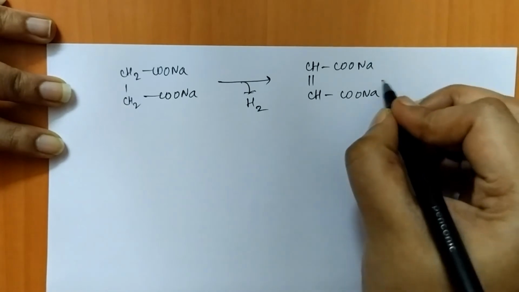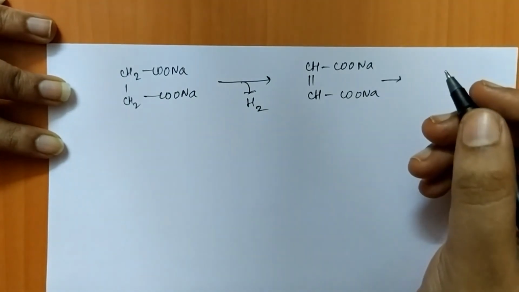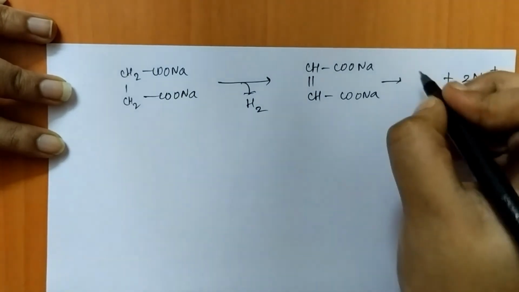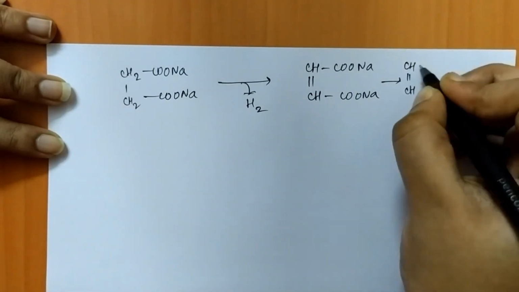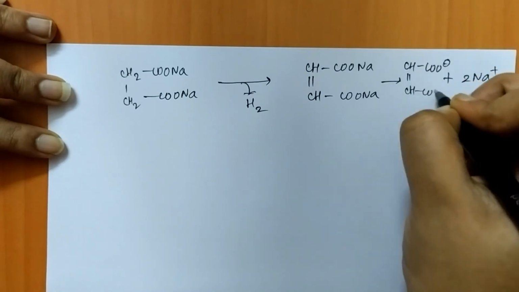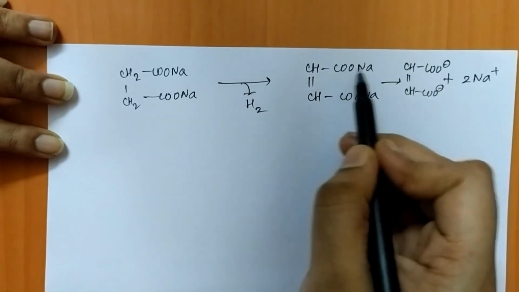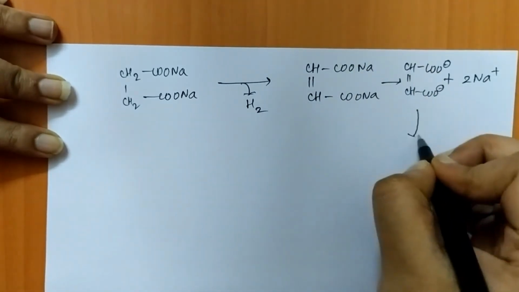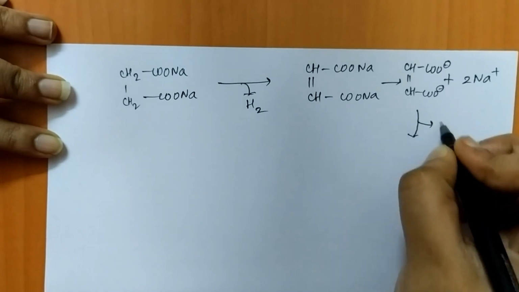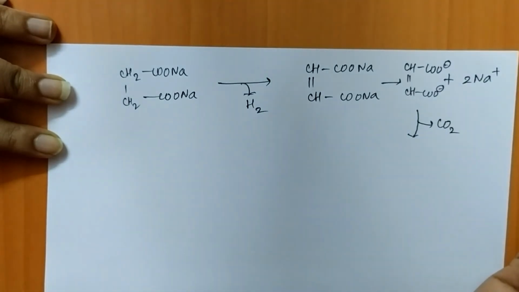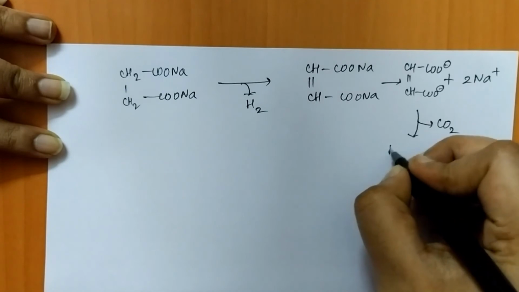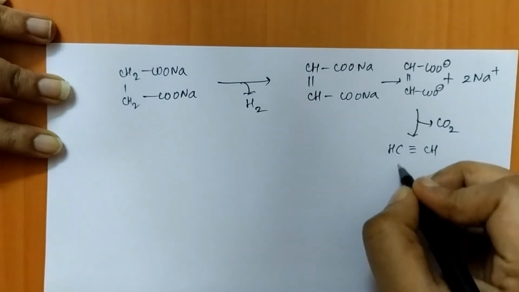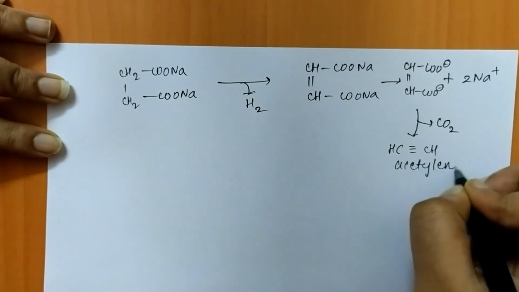and now this is going to undergo the electrolysis reaction where 2 Na+ ions are formed plus CH=CH with COO- and COO-. So that is, this salt is going to undergo dissociation. Now it is followed by the decarboxylation reaction, that is, CO2 is lost, and therefore we are going to get acetylene. This is acetylene. It's an alkyne.